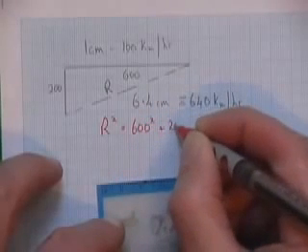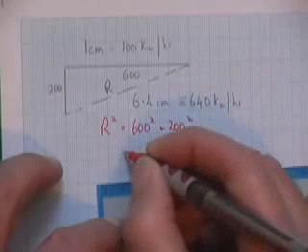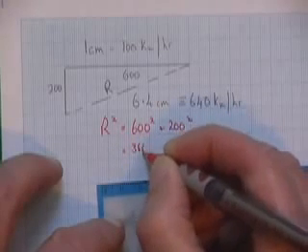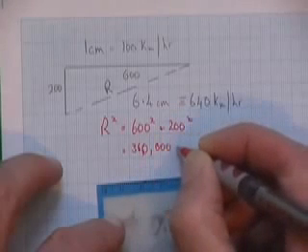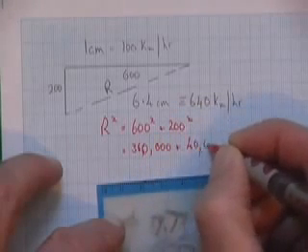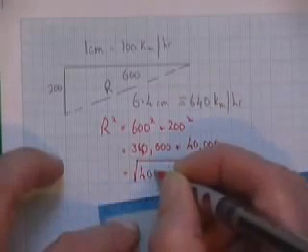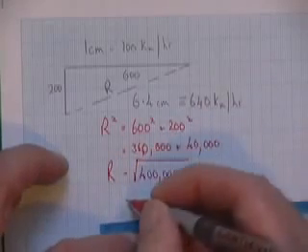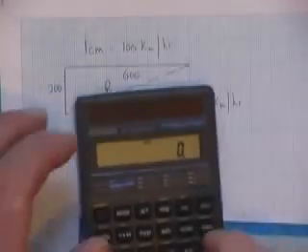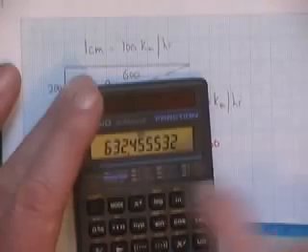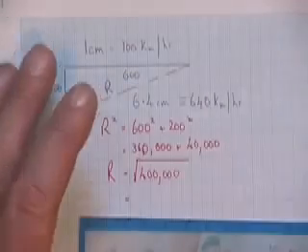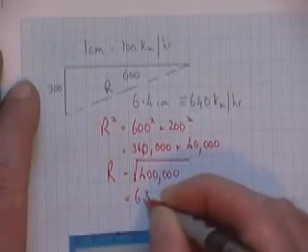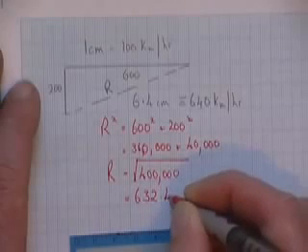So r squared here is 600 squared plus 200 squared. Now 600 squared is 360,000 and 200 squared is 40,000. Adding these together is 400,000, and therefore r is the square root of that number. Probably have to use a calculator to do that, and the square root of 400,000 is 632, or just over 632, slightly less than the amount that we measured on the diagram.